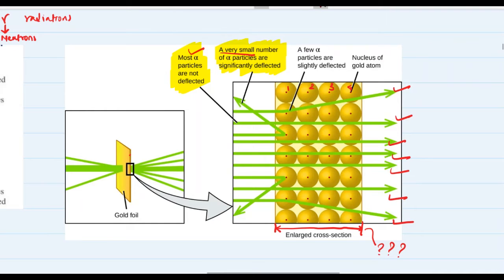And a few alpha particles, third observation, a few alpha particles are slightly deflected. Only a little deflection was produced. Okay, so see, this is what he actually observed.